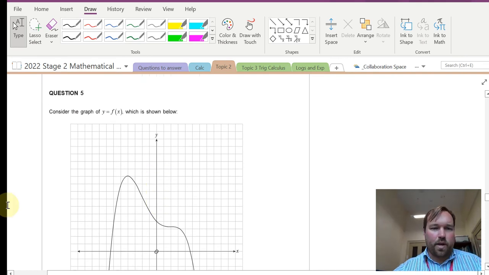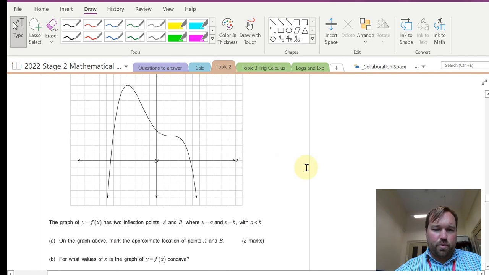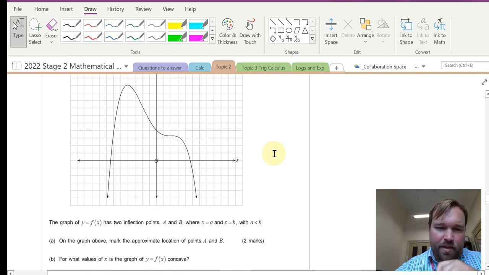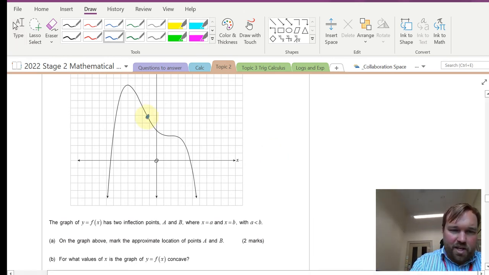Consider the function y equals f of x, which is shown below. Alright, there's 2 inflection points, A and B. On the graph above, mark the approximate locations of A and B. Alright, so remember, inflection points are where we go from concave up to concave down. So there is going to be one here, ish, and then there is going to be one here, ish. We are concave down, concave up, concave down.